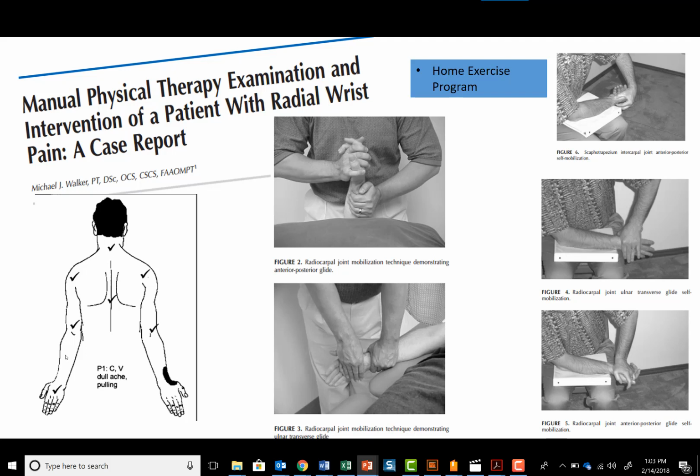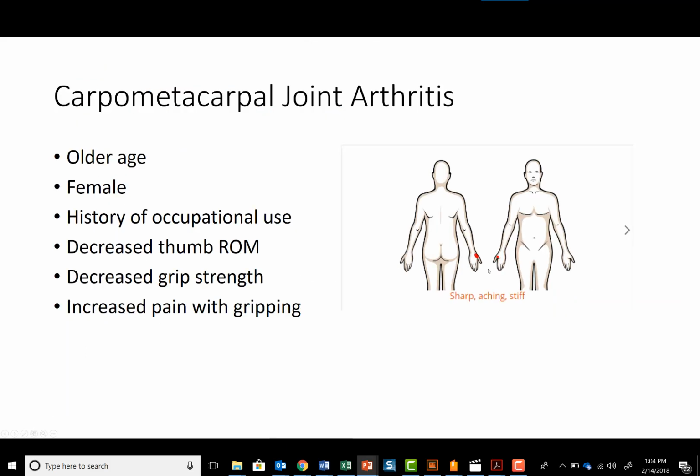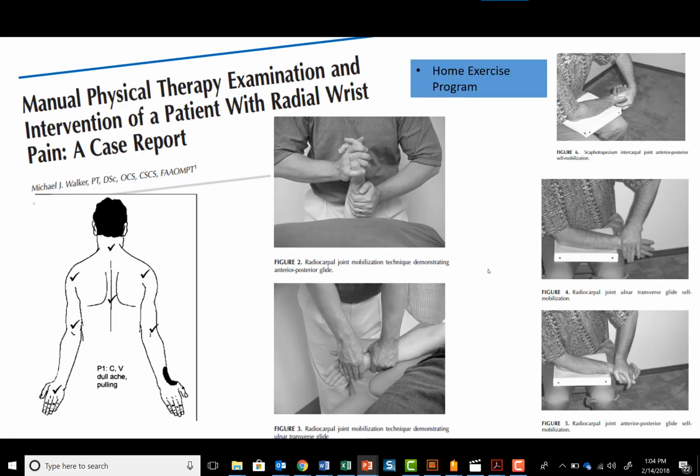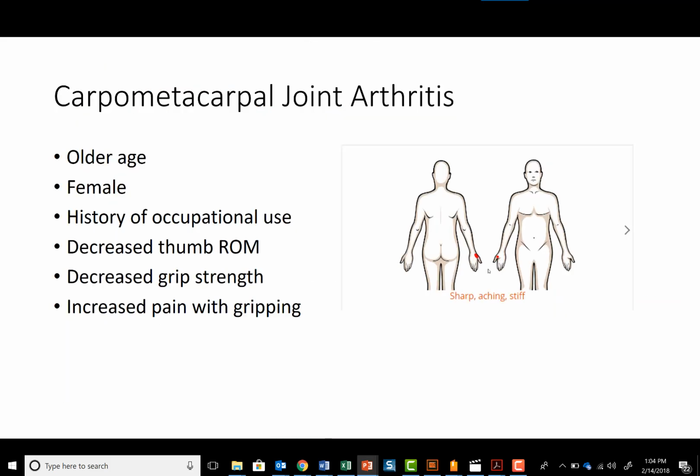So this was a case report in the Journal of Orthopedic and Sports Physical Therapy. It sounded like this was a patient that had that burning pain, pain similar to de Quervain syndrome. And so what they did was they did a manual therapy approach where they mobilized the wrist, AP glide, ulnar glide, a radial glide, and have them do that at home as part of a program, and that seemed to help their symptoms. Although it's a case report, we can't specifically say cause and effect relationship.